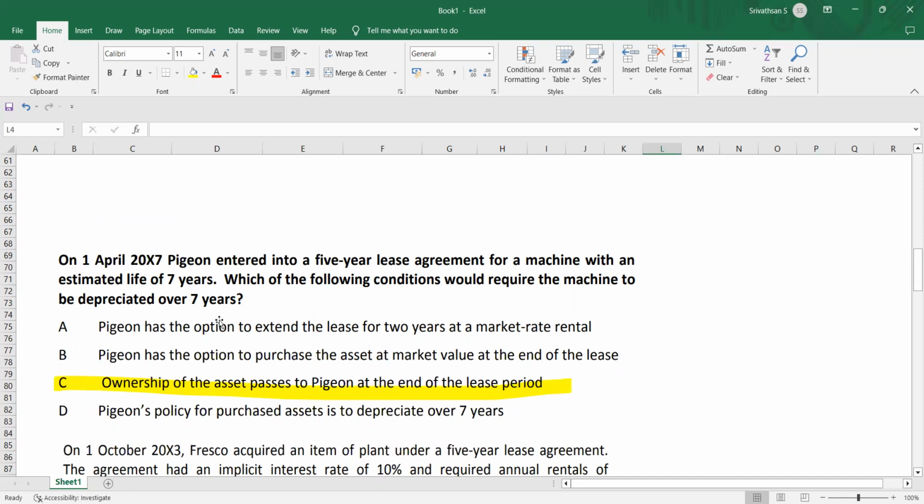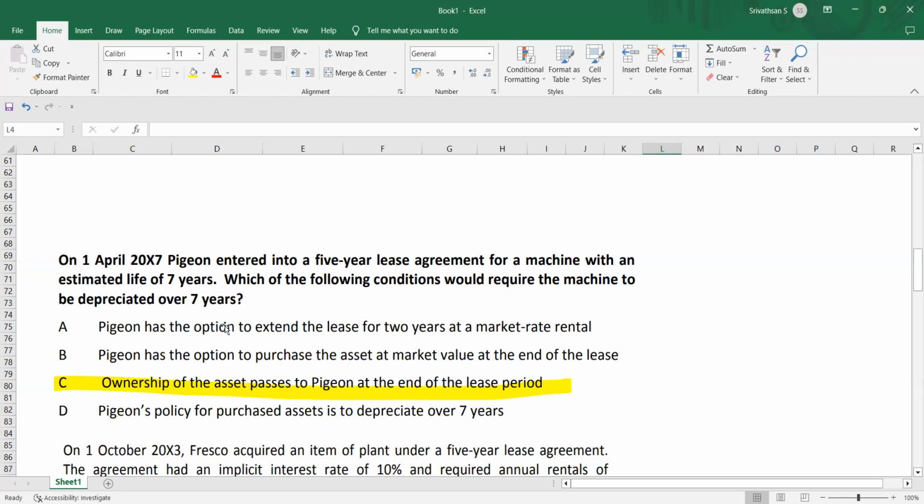While talking about the subsequent measurement of the right of use asset, we discussed that we should see whether the ownership of the asset is transferred to the lessee at the end of the period or not. If ownership is transferred by the lessor to the lessee at the end of the lease term, then you should use the asset's estimated useful life for calculating the depreciation. If ownership is not transferred, then you should take two things into consideration: the asset's estimated useful life and the lease term. Whichever is lower, you should use that for the depreciation calculation.